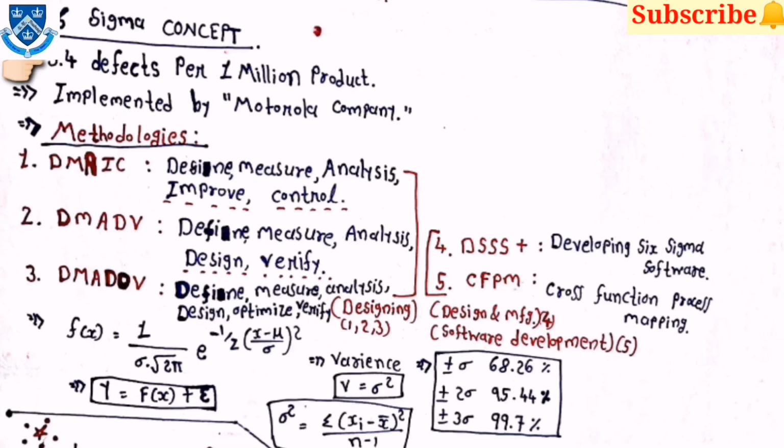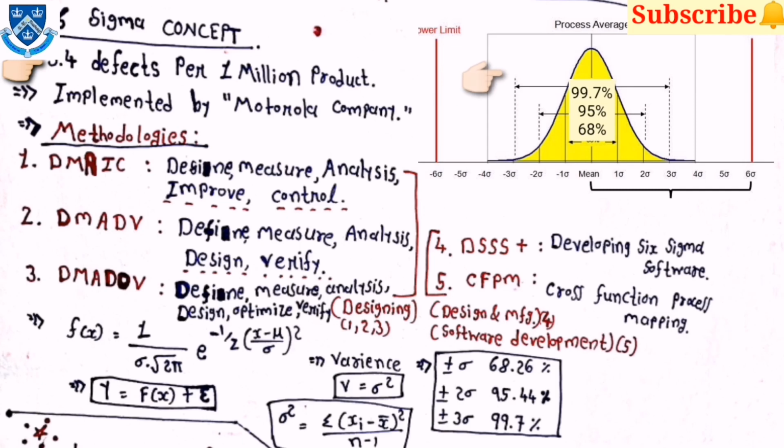Then after, the most important topic is there, which is Six Sigma, and the diagram for this topic you can see here. Then the equation is f of x is equal to 1 upon sigma into under root 2 pi into e raised to minus 1 upon 2 into x minus mu by sigma square. Then for plus or minus sigma, the percentage will be like 68%, then plus or minus 2 sigma percentage will be 95%, and for plus or minus 3 sigma the percentage will be 99.7%.